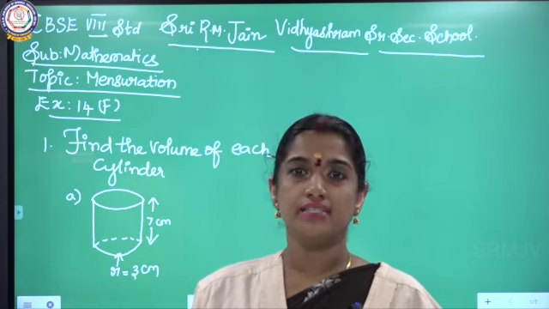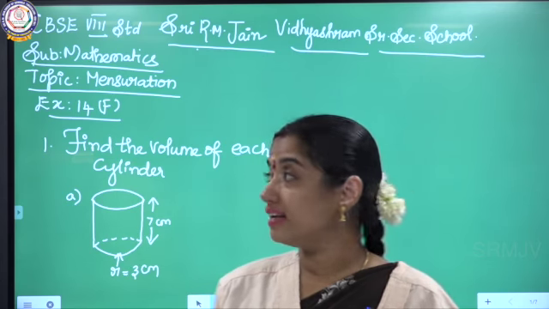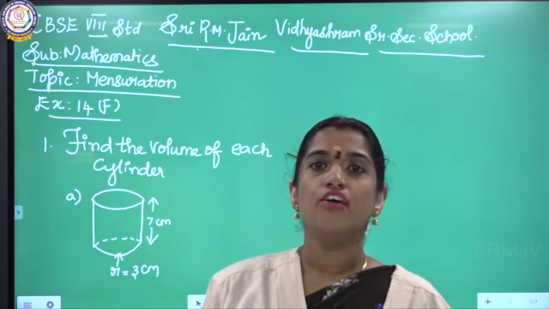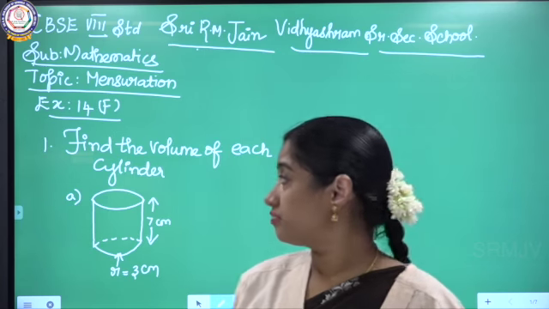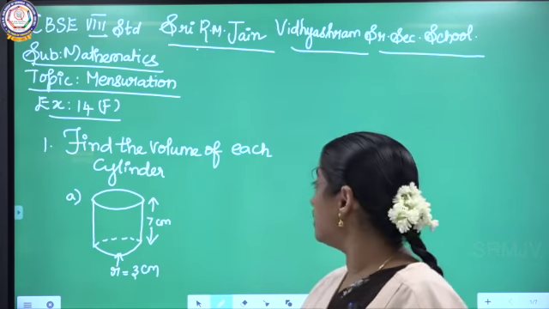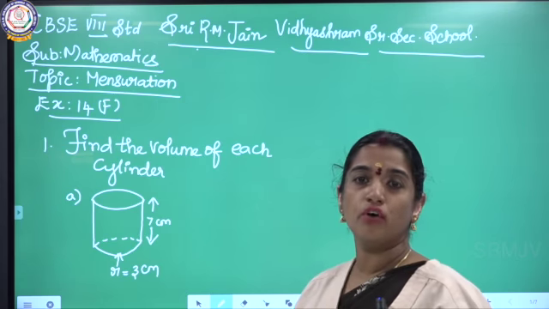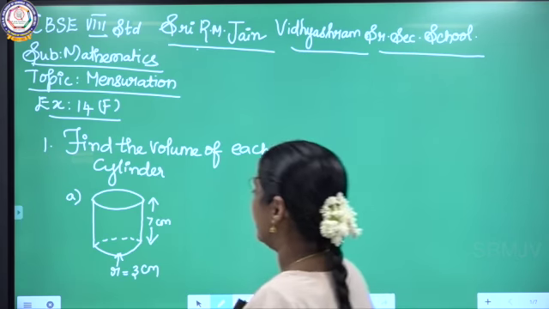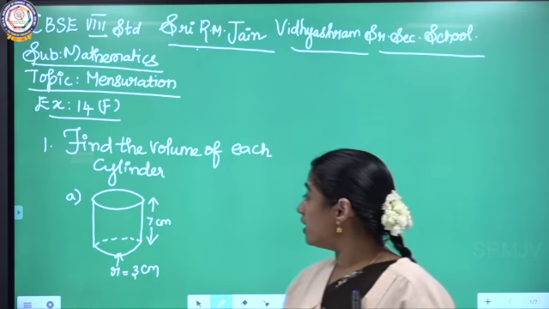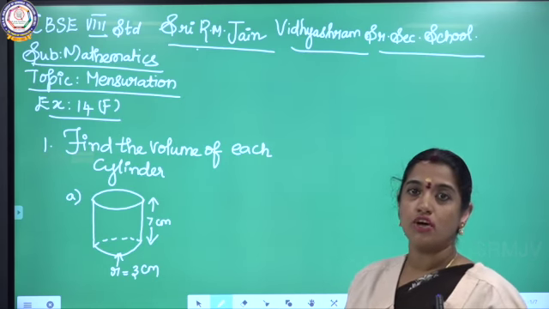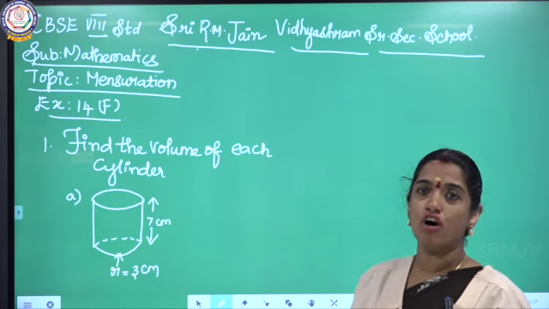Now I am going to discuss the topic for 8th standard, mensuration, exercise 40F. I am going to find out the volume of a cylinder. Here the radius is given as well as the height. So I am going to substitute in the formula.